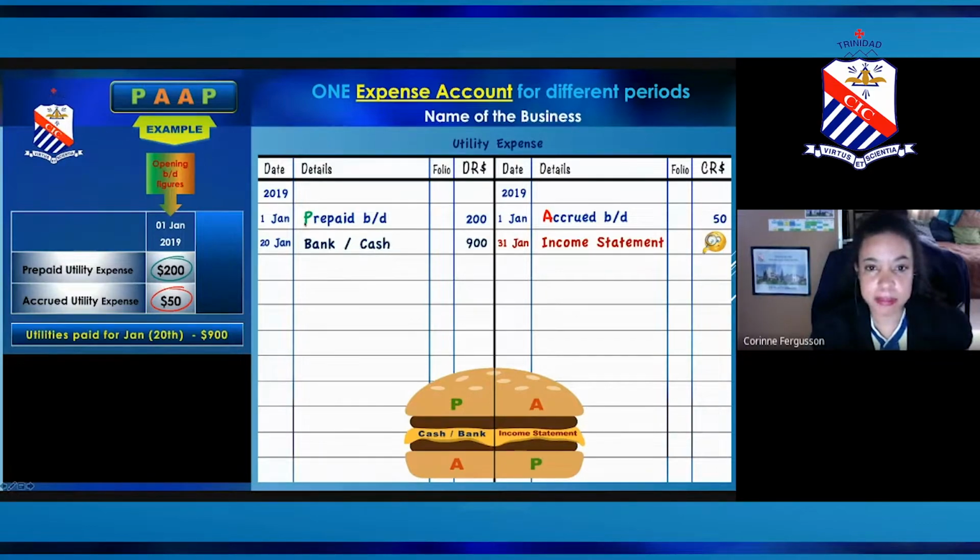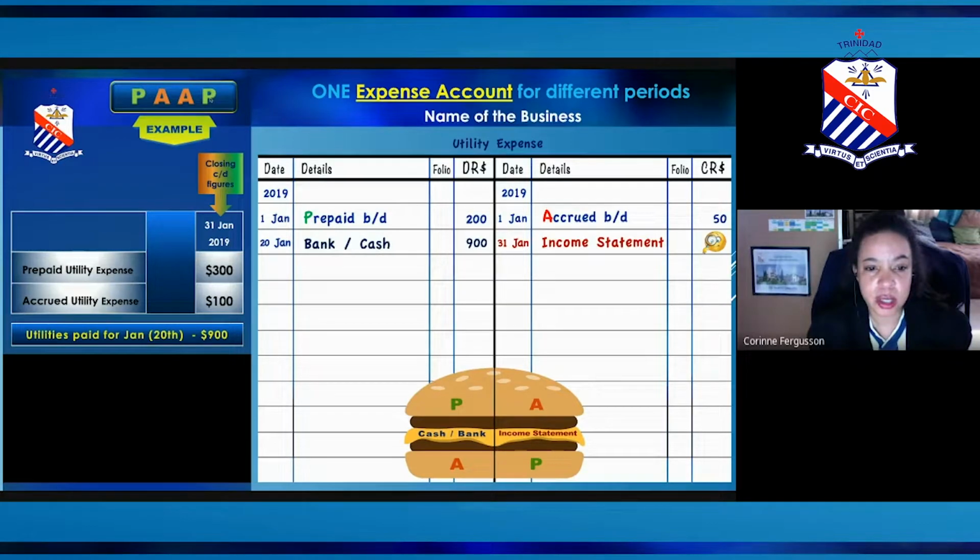So we already have the P and the A. According to PAP, you now have the other A and P, and remembering these are your closing figures. So you would put 31st of January, that's your closing date. And the A part, you're looking for any accrued utility. And when you look, you would see that, yes, we have an accrued utility of $100. So you're going to put down the $100. That's it.